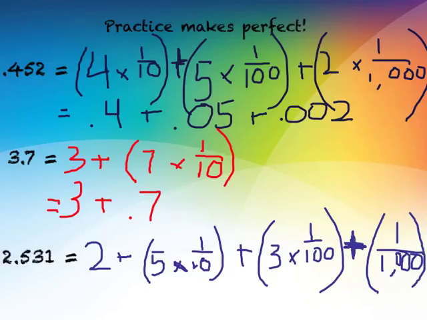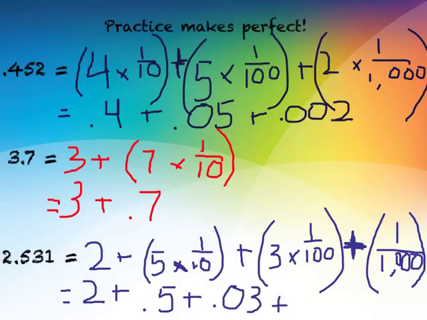All right. If I want to write that another way, I can write that 2 and 531 thousandths equals 2 plus 5/10 plus 3/100 plus 1/1000th. All right, that's a tongue twister.